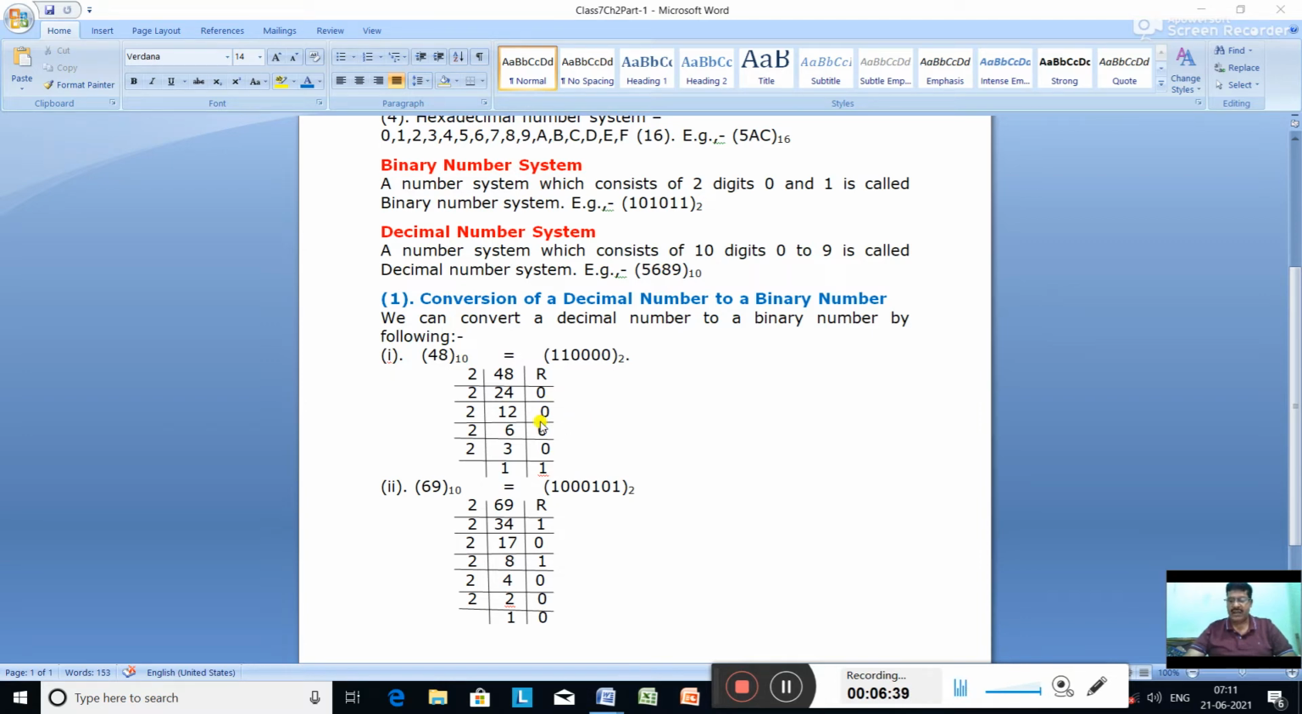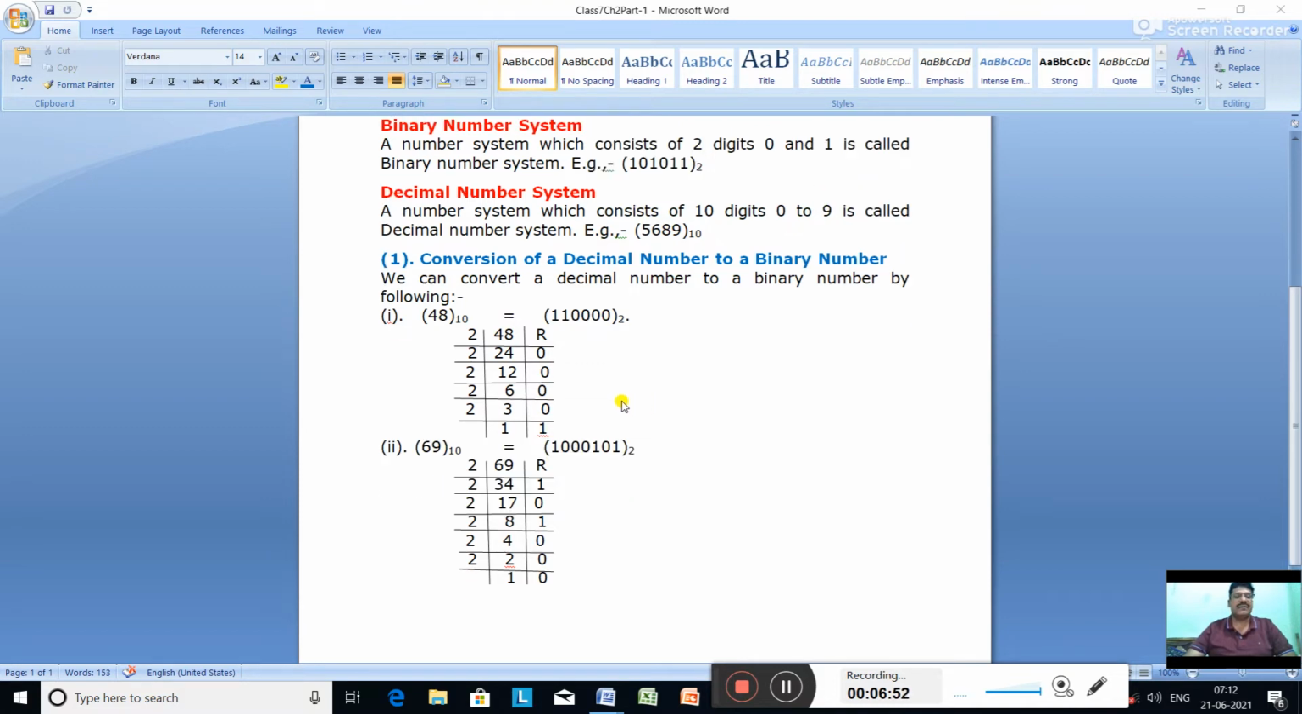They are put together to get the binary equivalent. Arrange all the binary digits from MSB to LSB, means from bottom to top. Now let us see one example. We want to convert 48, its base is 10, that means it is a decimal number, into a binary number.